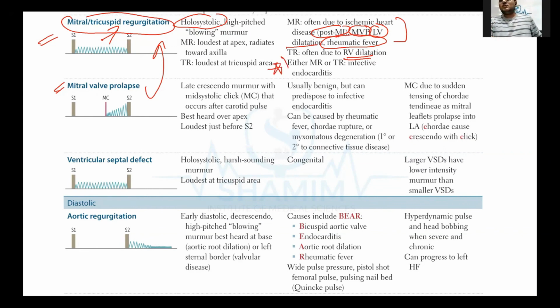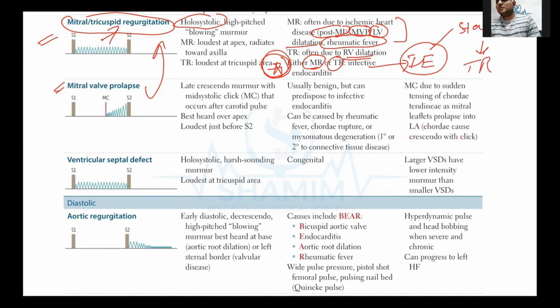Either mitral regurgitation or tricuspid, both are seen in infective endocarditis. When the exam question says infective endocarditis is due to Staph aureus, always remember it most commonly causes tricuspid regurgitation. Other bacteria may affect the mitral valve and cause mitral regurgitation.